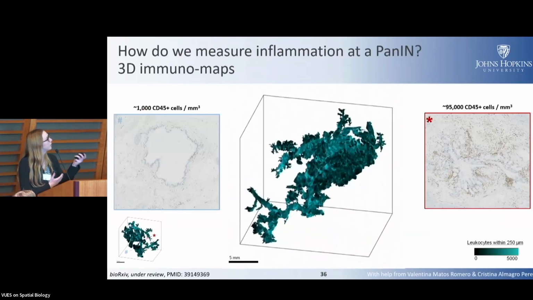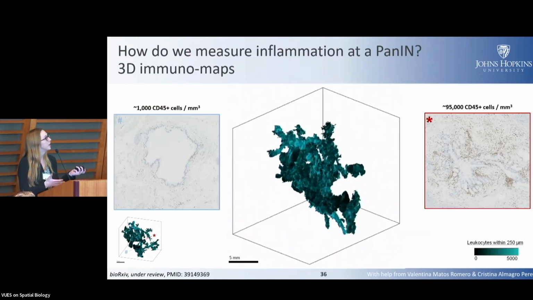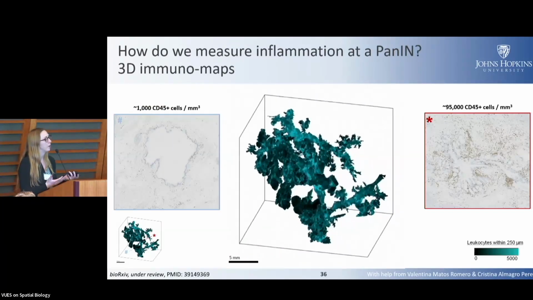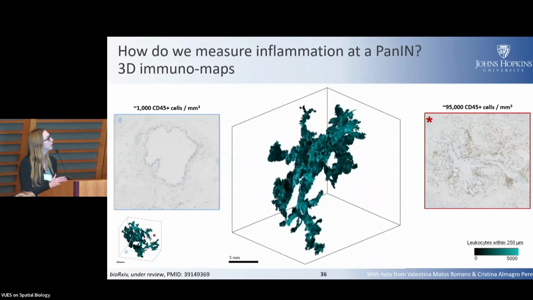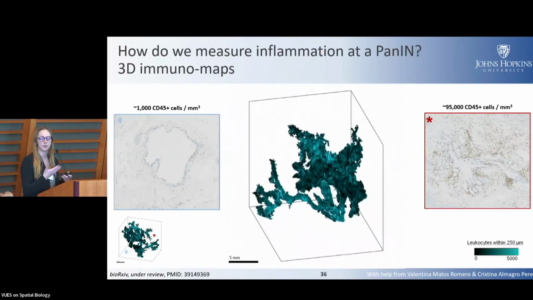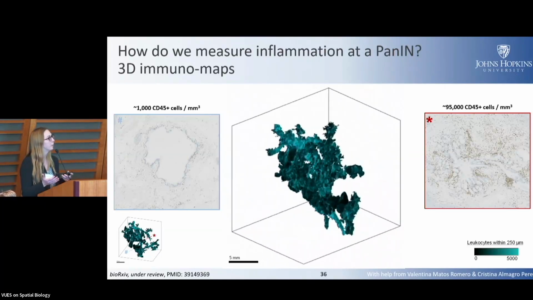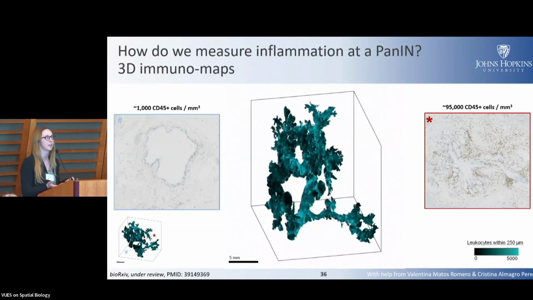And with this, we built what we call immunomaps. So it had been hypothesized and shown in bulk quantifications of inflammation, both in mouse models and human tissue, that PanIN is associated with inflammation. And this had kind of evolved into people saying PanIN is inflamed. And what we wanted to show with this study is that that's not the same thing.